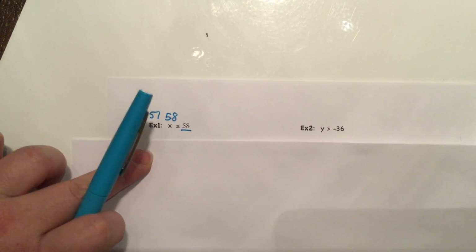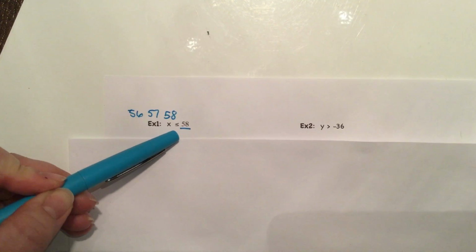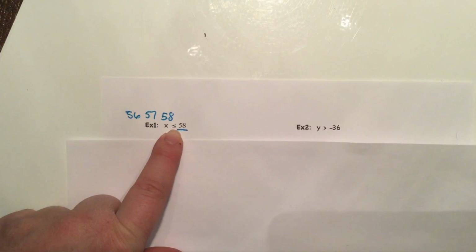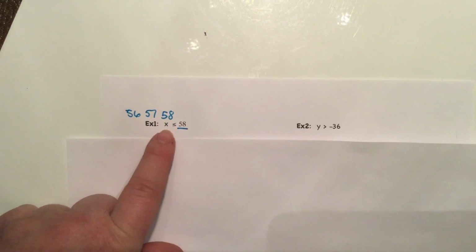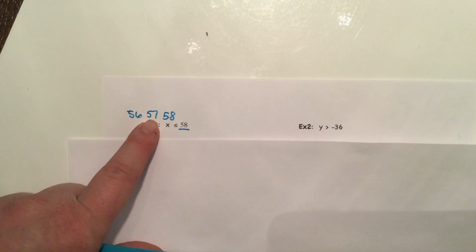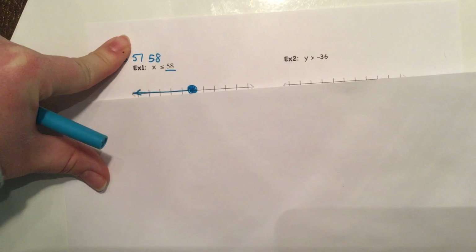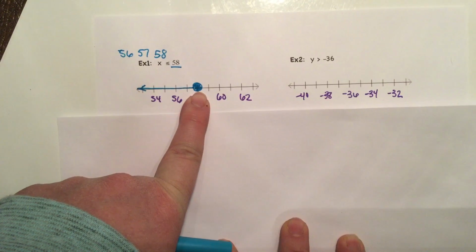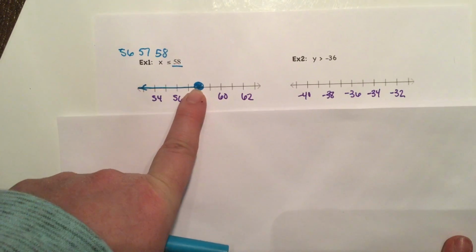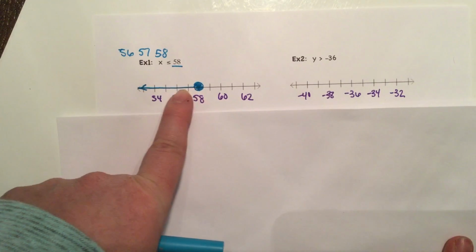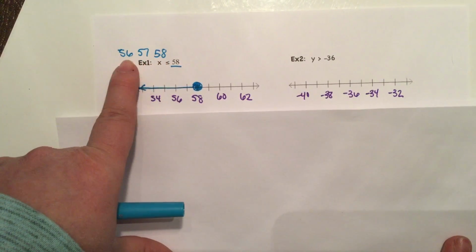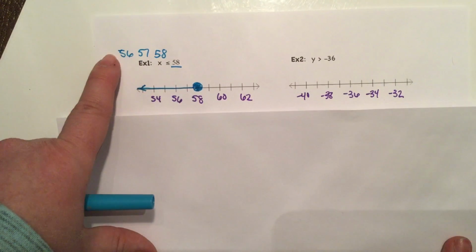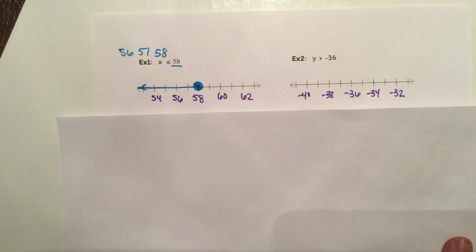Now, let's go ahead and look at some examples. We've got x is less than or equal to 58. Well, in this case, since it's less than or equal to 58, x could be 58. x could also be 57, 56, 55, so on and so forth. So when we go ahead and we draw our graph, we're going to draw our circle at the number 58 on our number line. Then we're going to draw our arrow towards all of the numbers that are less than 58. So 57, 56, 55, so on and so forth.